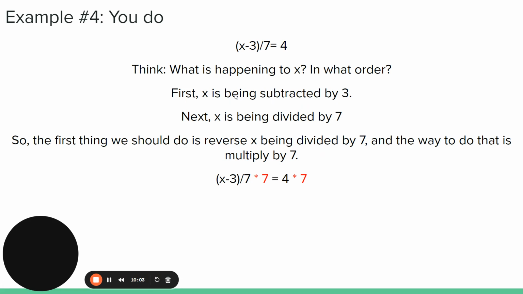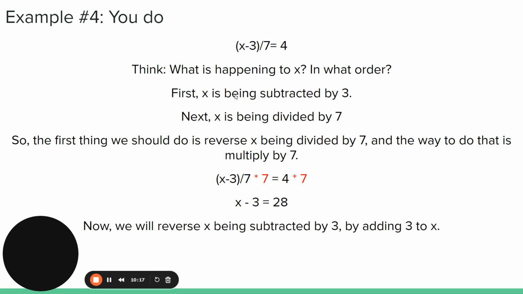So notice the dividing by 7 and multiplying by 7 cancel each other out. So we're just going to be left with x minus 3 on the left side, and we'll be left with 4 times 7, which is 28, on the right side. Now, x minus 3 equals 28. This is a one-step equation. We will reverse x being subtracted by 3 by adding 3 to x. Notice the minus 3 and the plus 3 will cancel each other out, leaving us with x equals 28 plus 3, which means x will be 31.